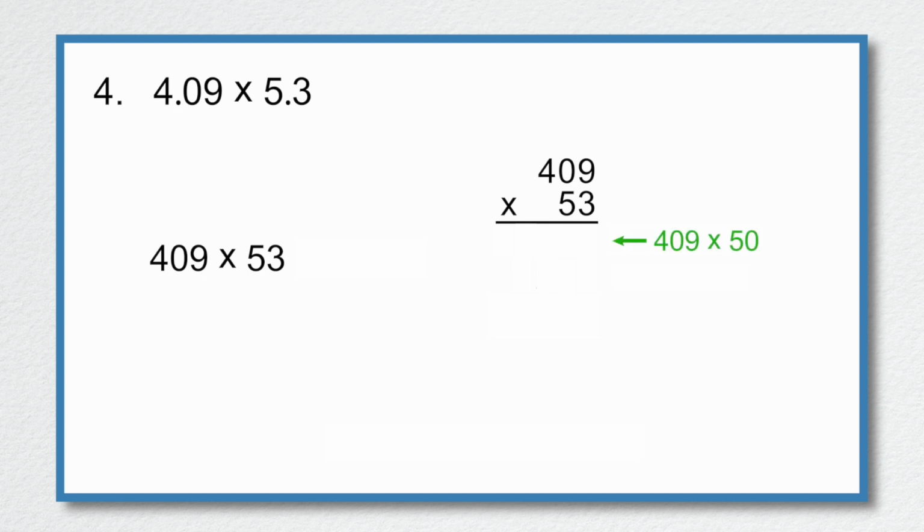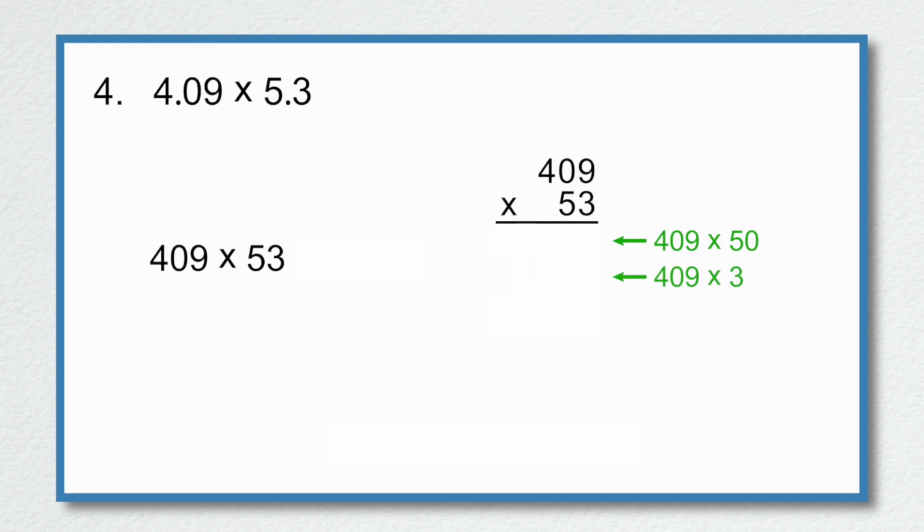And finally, 4.09 multiplied by 5.3. So I'm going to get rid of the decimal point in both numbers. So we have 409 multiplied by 53. Again, I'm going to use the traditional method. I'll set it out. And I'm going to do 2 calculations. I'm going to do 409 multiplied by 50 and 409 multiplied by 3.